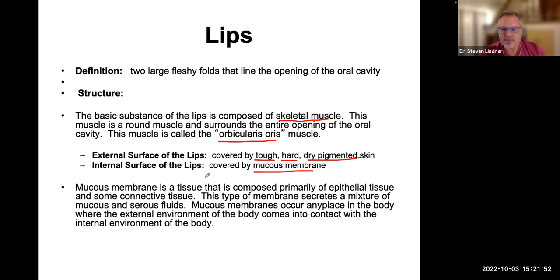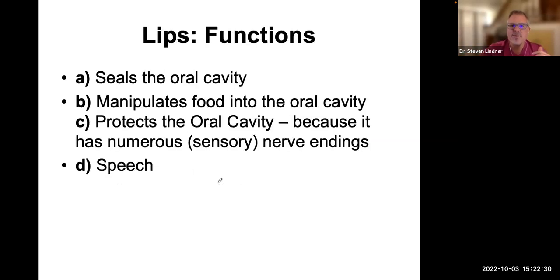Now, mucous membrane is the tissue that is composed primarily of epithelial tissue and some connective tissue, and this type of membrane secretes a mixture of mucus, which the mouth needs, and serous fluids. The mucous membranes occur any place in the body where the external environment of the body comes into contact with the internal environment. So we need mucus and serous fluids anytime the outer world is coming into contact with the inner world.